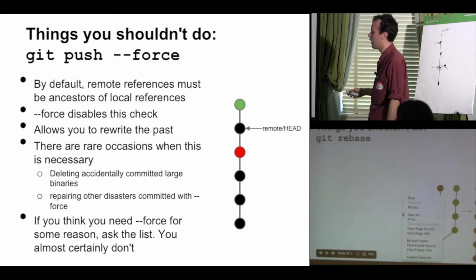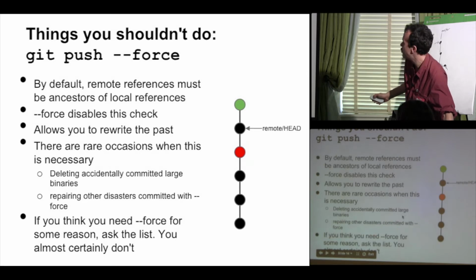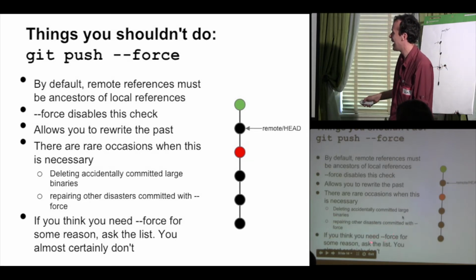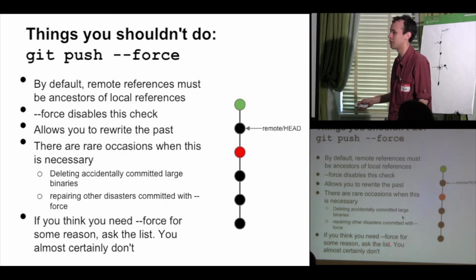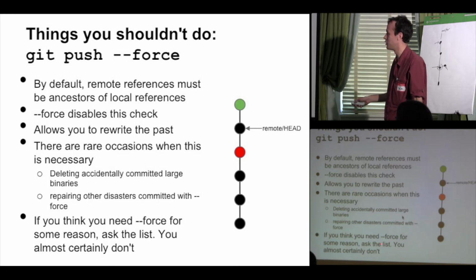But the best way of avoiding all of these problems is just not to do it. So if for some reason you really think you need git push --force, send an email to the list and ask, like, I just totally screwed this up. I think I need to do git push --force. What should I do? And in almost all cases, you don't actually need to do this. But just don't do it.